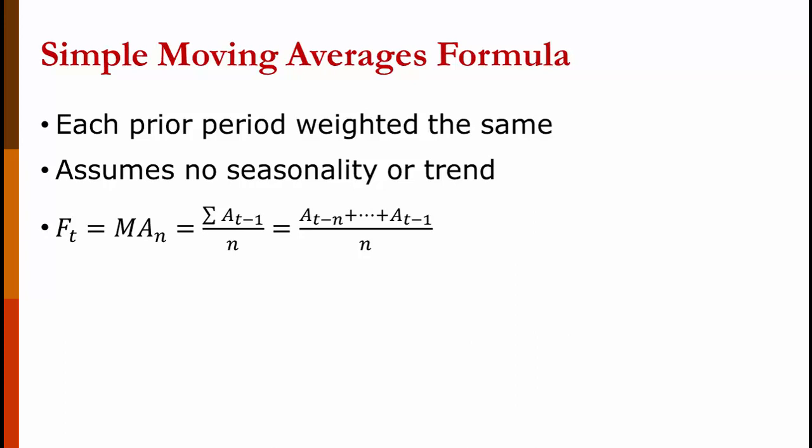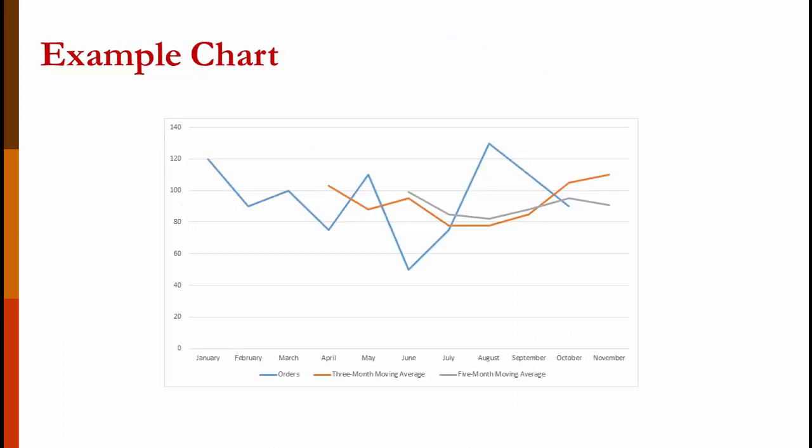You see the formula on the screen, but everybody knows how to do simple moving averages. You just add them up and divide by n. So if you're doing 3-period moving averages, you just add up 3 actual demands and divide by 3. It really is that simple. Remember, I have video tutorials on how to work these problems.